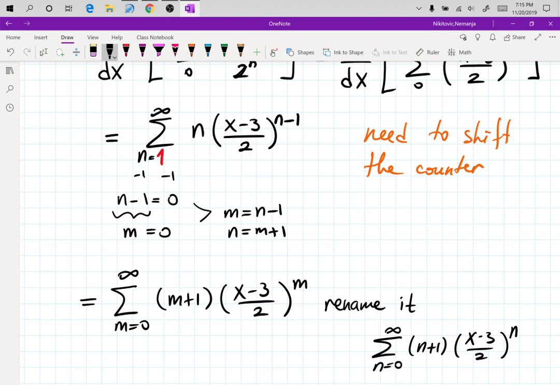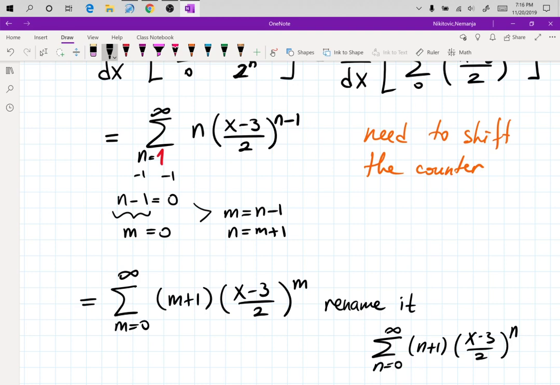But once you shift the counter, you can rename your variable to whatever you want, because all of the dynamics between the variables actually already work their course out. So then you can call it whatever you want. So shifting the counter for power series works exactly the same as shifting the counter you learned in geometric.